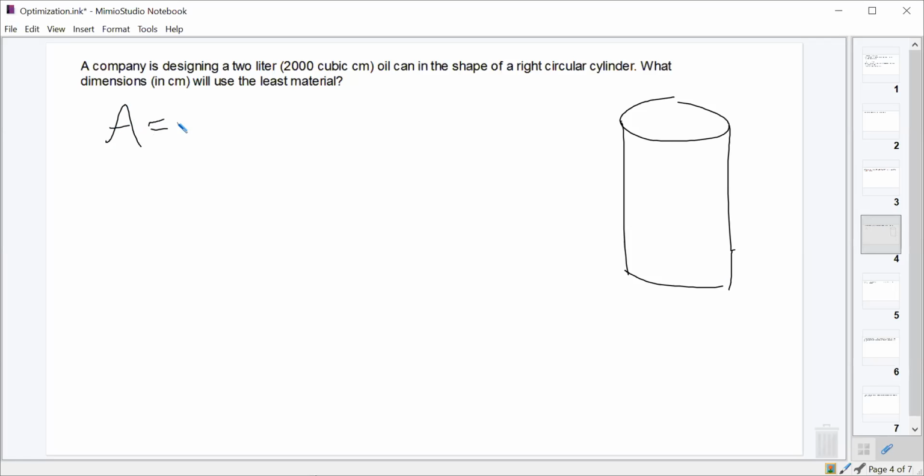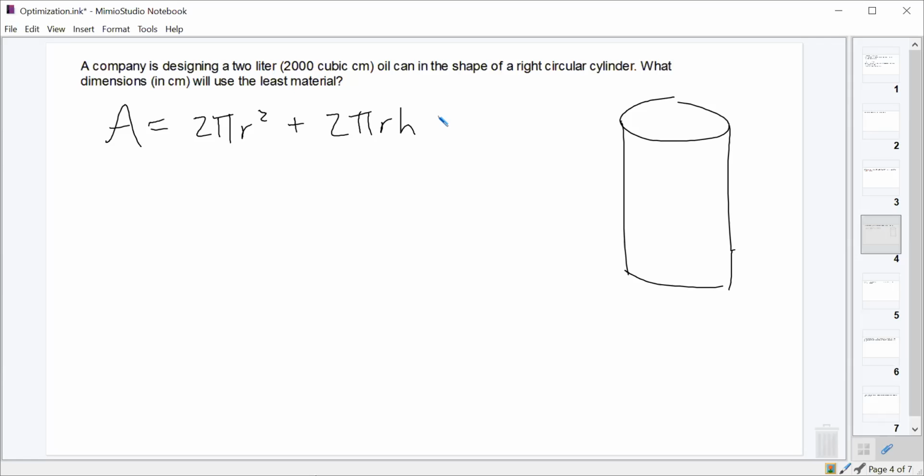So our surface area A should be this base and this base, which would be what? 2 pi r squared. And then plus, we got the lateral surface area, which should be what? 2 pi r h. Okay, everybody good with that? Circumference times height for the lateral part.